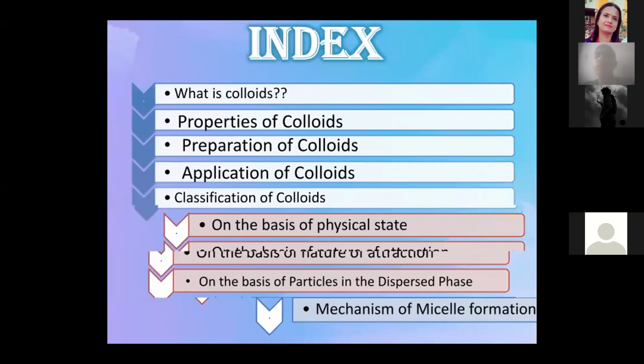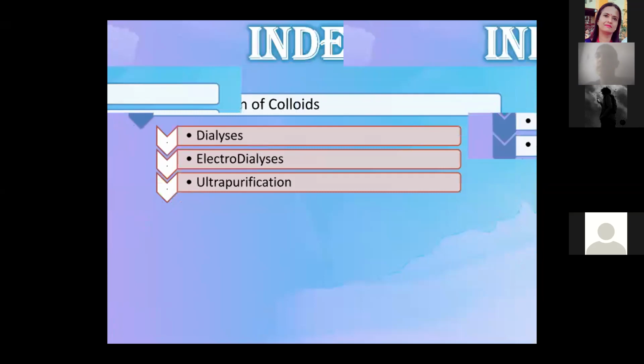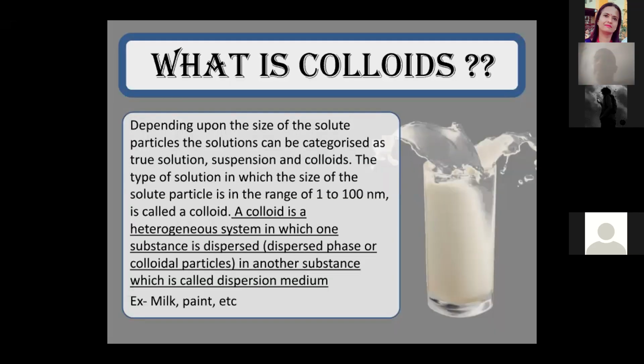This is the index of our presentation showing the topics which we are going to cover in this presentation. Colloid is basically a heterogeneous mixture of two substances. Its size ranges from 1 to 100 nanometers.